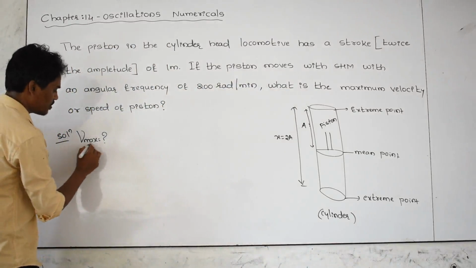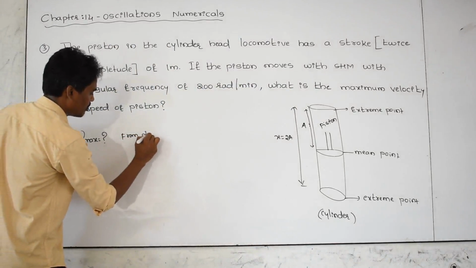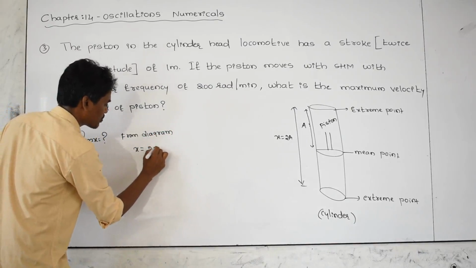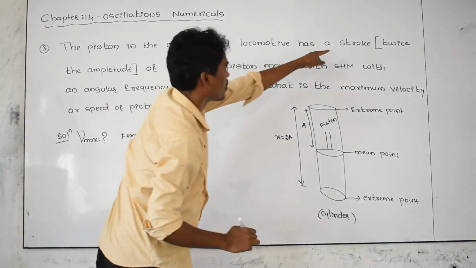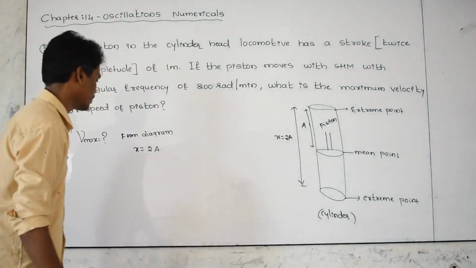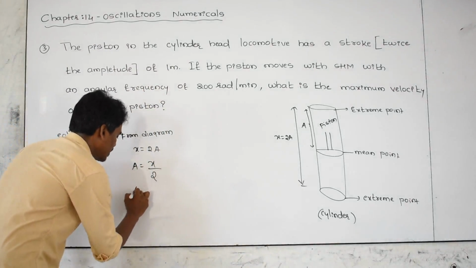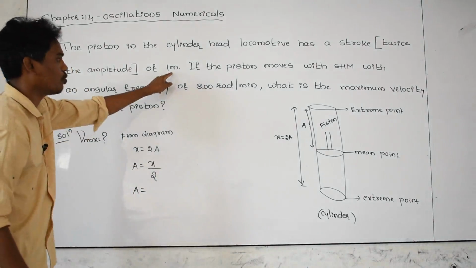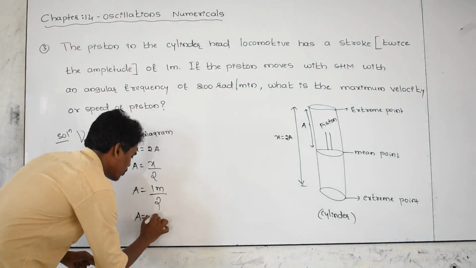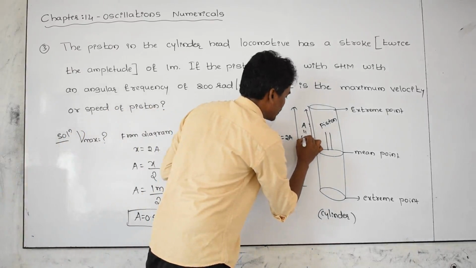And let us take V max, we have to find out from the diagram. We know very well x is equal to 2 times A, because stroke means twice the amplitude. Stroke means length of the cylinder. Then A is equal to x by 2, and x value he has given is 1 meter. 1 meter divided by 2 is equal to amplitude, you are getting 0.5 meter.